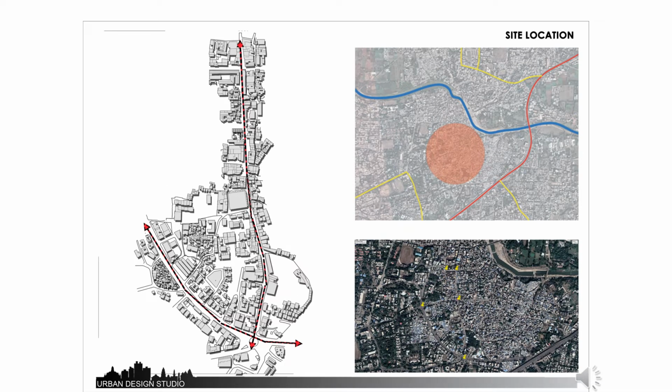The given site is in Nasik, which is in the core city. It starts from Damodar Theatre to Sarda Circle. It is a linkage between the old city and the new city. Earlier it was a highway.